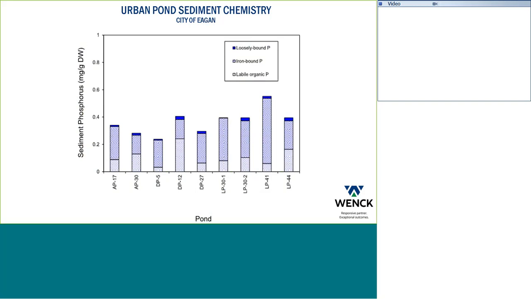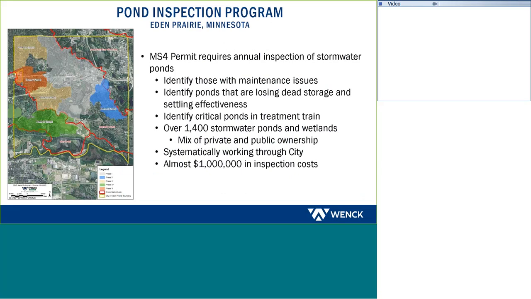And we found a fair amount of releasable phosphorus. Again, if our target's typically less than 0.1, we've got some of these ponds that are up at 0.5 and 0.6. That's a large pool of phosphorus susceptible to recycling in these ponds, and we know these ponds are going anoxic. So the city of Egan is really looking at and asking the question, how do we start to incorporate this into the management of our stormwater system?